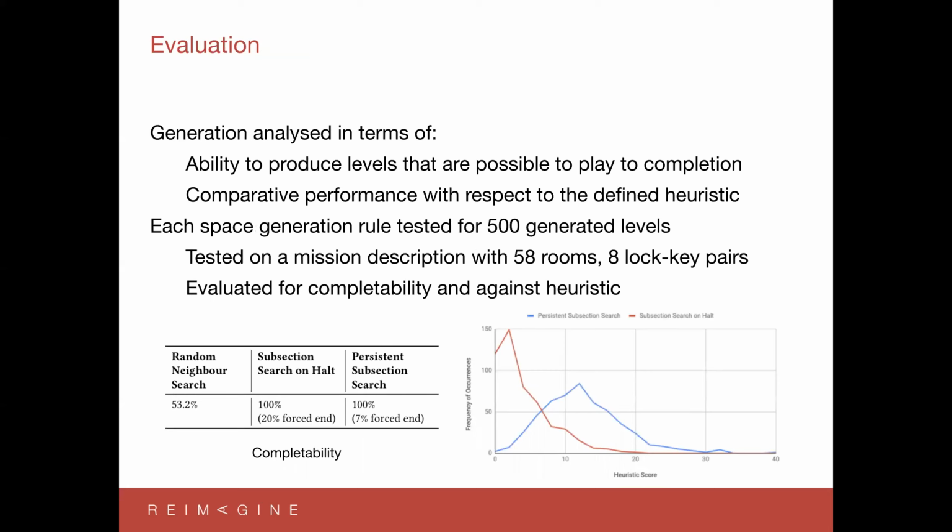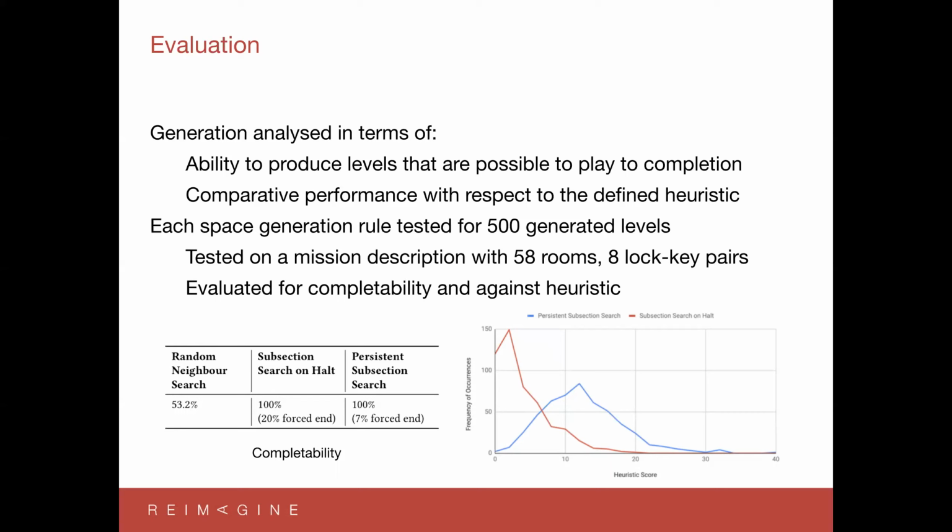Each space generation rule was tested for 500 generated levels and automatically evaluated both for completability and against the path difference heuristic using pathfinding between the critical points. All tests were conducted on a single manually selected mission description consisting of 58 rooms and 8 lock key pairs. Results of the path difference heuristic were collected alongside completability information for the two subsection search variants.